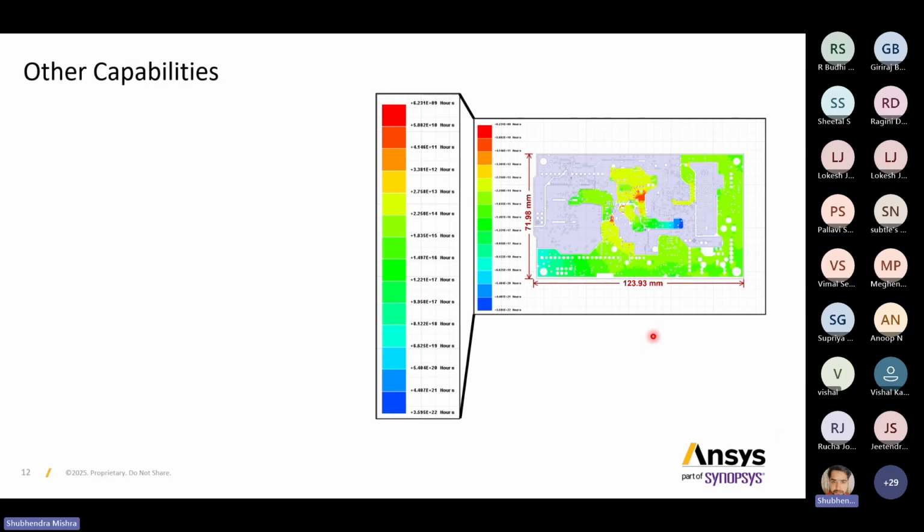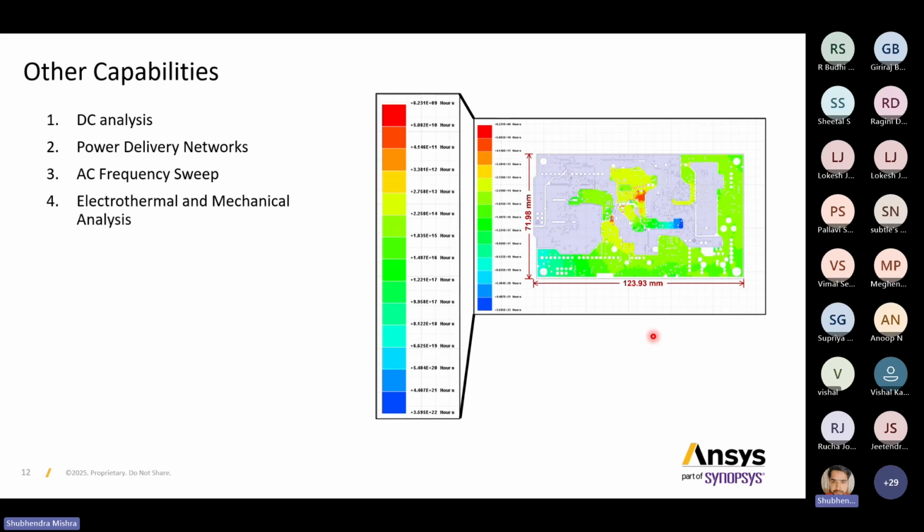Apart from this, SIwave deals with various applications, like DC analysis, power delivery analysis, AC frequency sweep, or electrothermal or mechanical analysis. Sometimes when I'm dealing with a PCB, everything looks fine. I have completed my PCB simulations and suppressed the signal integrity issues, and no power integrity application is needed. After that, we still face some problems. For that, we will do the electrothermal analysis.